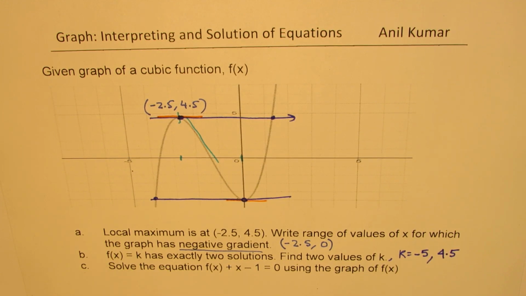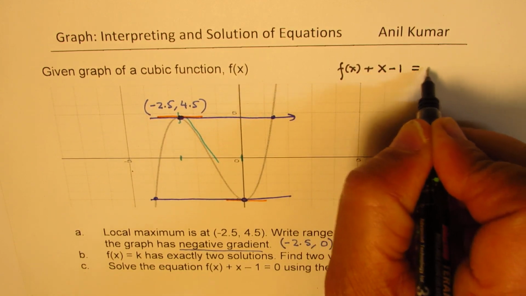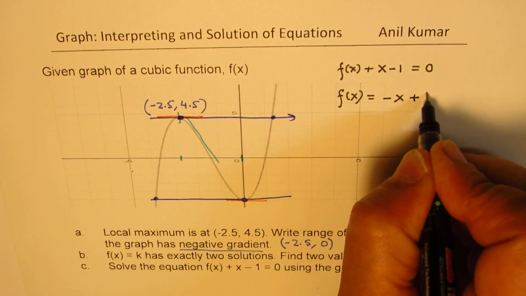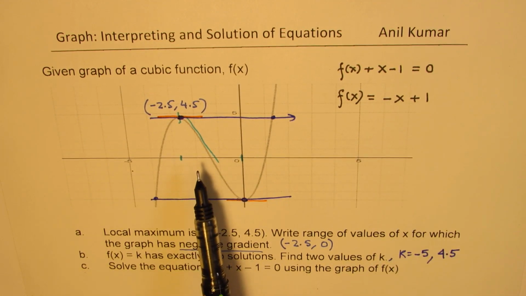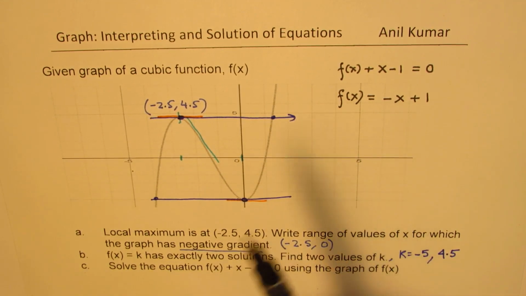Now let's answer C, which is to solve the equation f of x plus x minus 1 equals 0 using the graph of f of x. We can rewrite this as f of x is equal to minus x plus 1. So if I draw the line minus x plus 1 on the same graph, the points of intersection will provide us with the solution. Is that clear to you? Right? So let's do that.